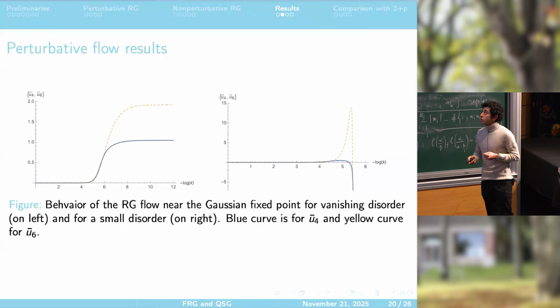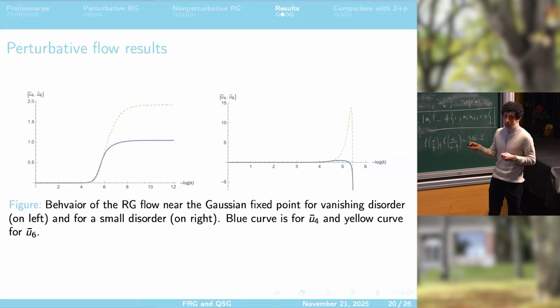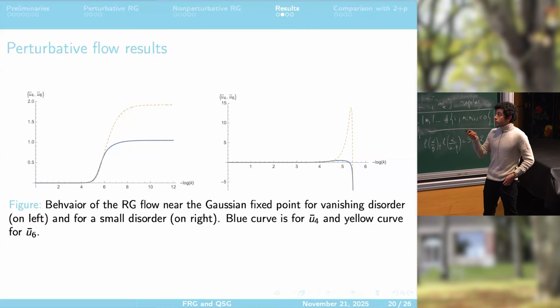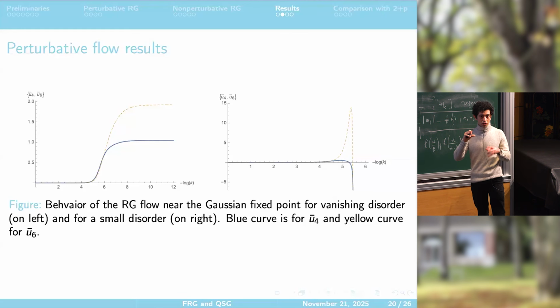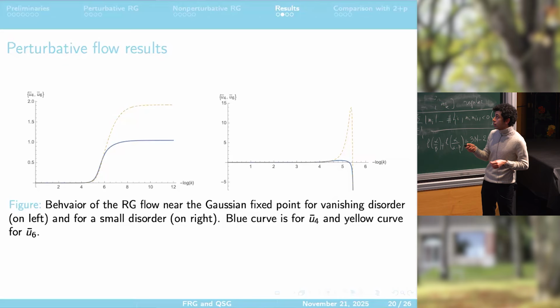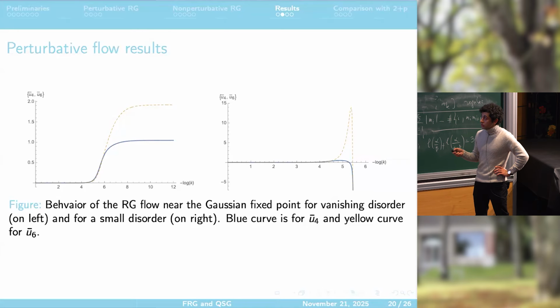Next, we show the results. The first results that we have are from the perturbative flow equations. On the left, you can see the RG flow. We only discuss the flow near the Gaussian fixed point for now. You can see the flow equations of U4 and U6, the local quartic and sextic interactions near the Gaussian point.